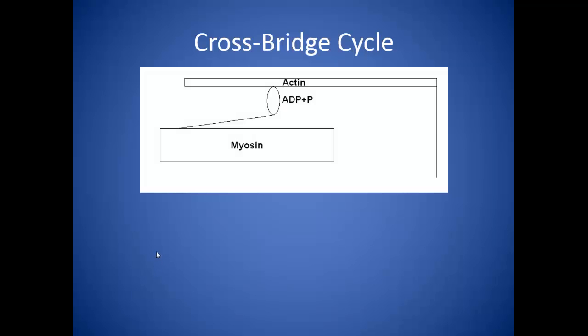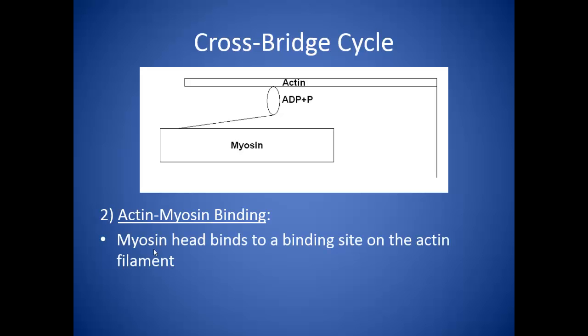So the second step, I've already mentioned that the myosin head is going to reach across that gap, bridge that gap, hence the name crossbridge, and it's going to bind to the actin. We've already seen multiple examples of where proteins bind to one another. I want you to notice that the ADP and phosphate are still attached to the myosin head.